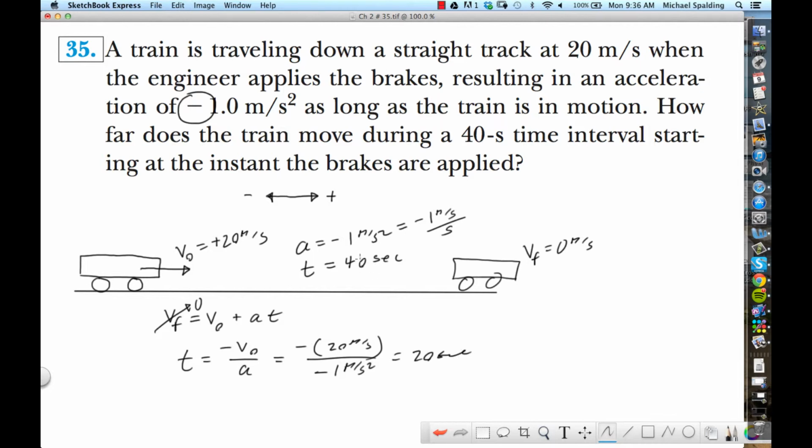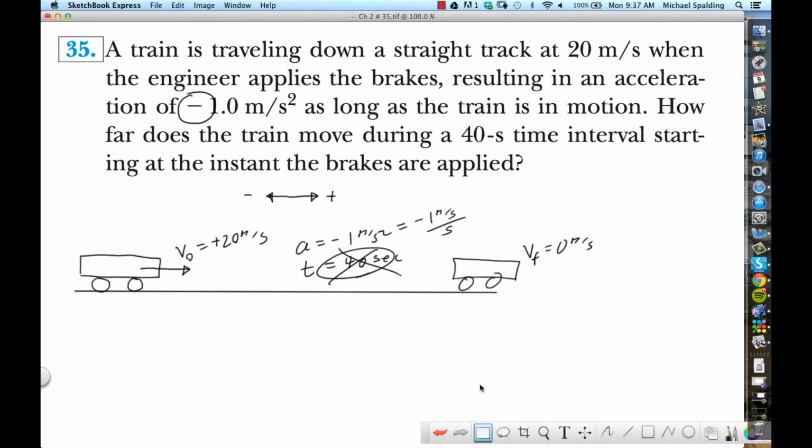So look, this 40 seconds right here, what's the problem doing? Being tricky. It's messing with your brain. So that's irrelevant, because when will the train be stopped? In 20 seconds. So what we're doing is solving for how far the train travels from start point to end point. So do we have enough information to do that?